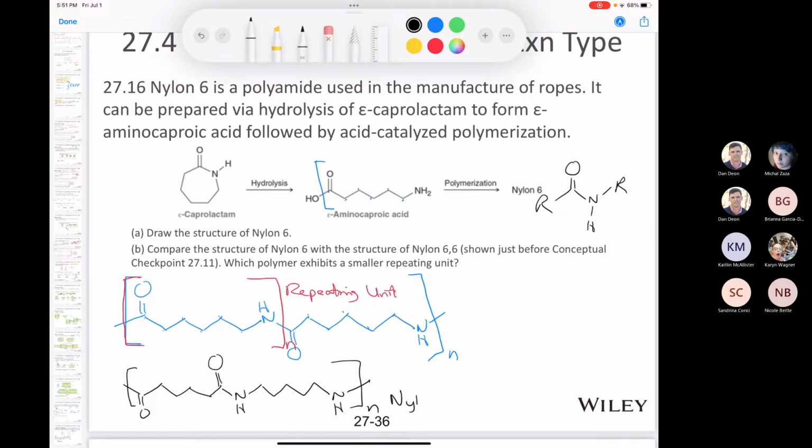So this is nylon 6,6, and this one is nylon 6. And so you can see that the repeating unit for nylon 6,6 is longer. Thus, the repeating unit for nylon 6 is the shorter one.